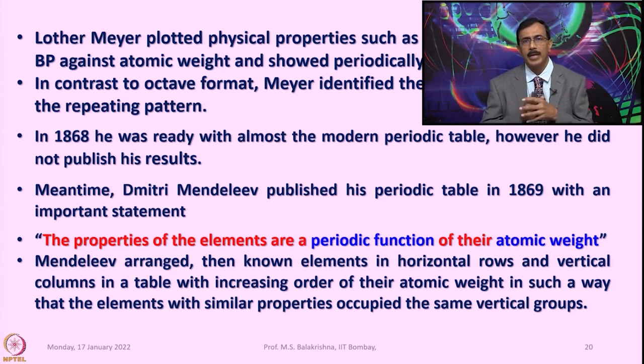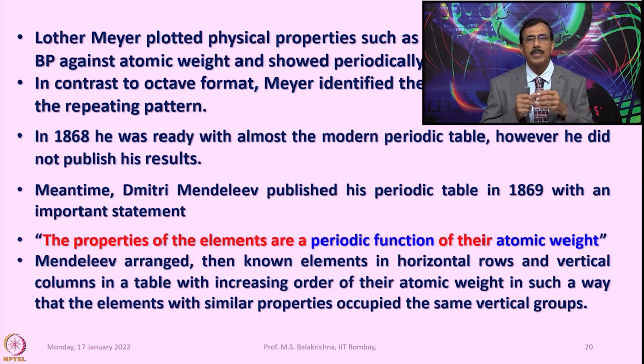Meanwhile, Dmitri Mendeleev published his periodic table in 1869 with an important statement: the properties of the elements are a periodic function of their atomic weight. That means the physical and chemical properties of elements are a periodic function of their atomic weight. So, this is what he concluded after publishing his periodic table.